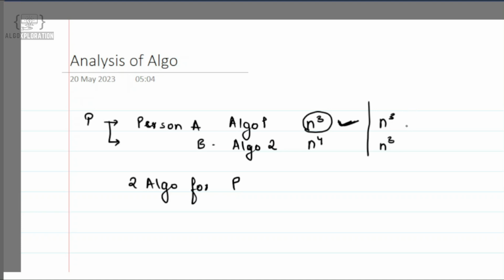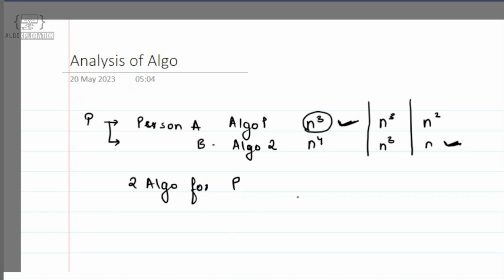Here comes the space complexity. If algo 1 is taking space n square and algo 2 is taking space n, then algo 2 is efficient. So in this way we will analyze the algorithms, and at the end of the day we will select one efficient algorithm. There are many algorithms for one problem, so in this way we will analyze them and take the best algorithm.